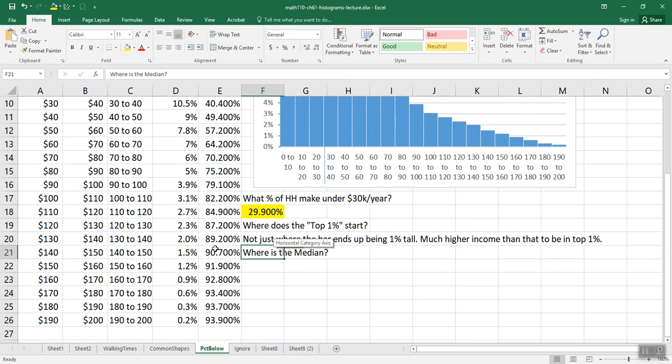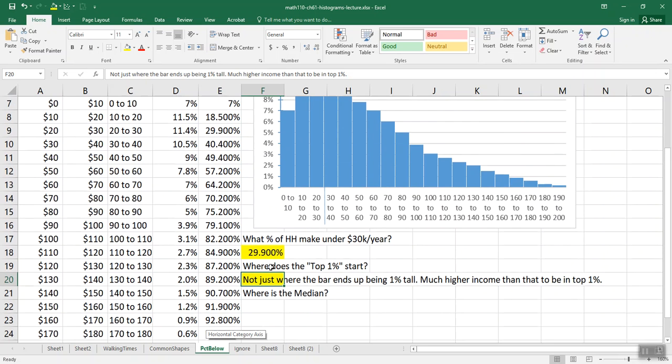You could say right around here, since that number is basically 90%, that's where the top 10% starts. That's one way of thinking about it. So we don't even have on this data table where the top 1% starts.